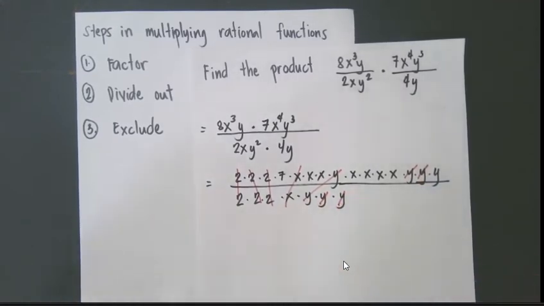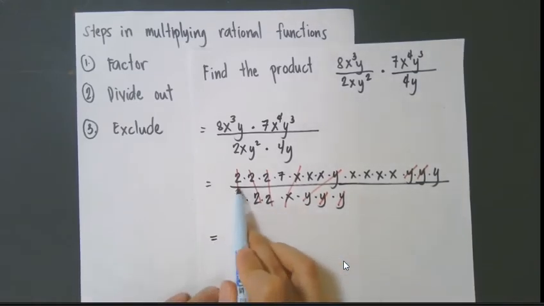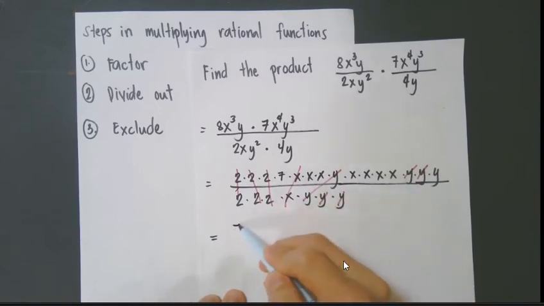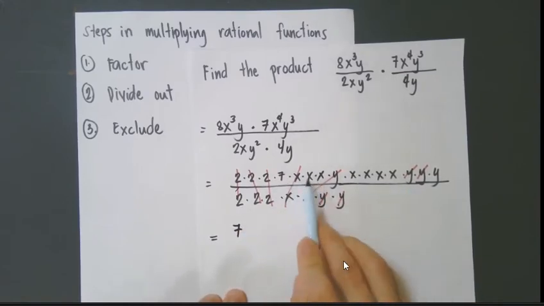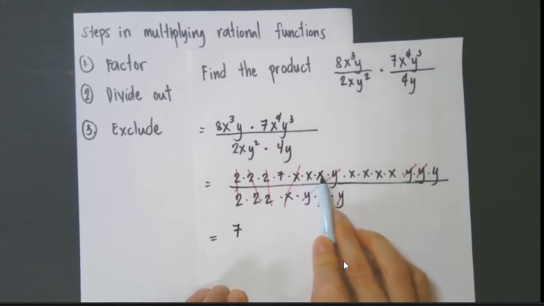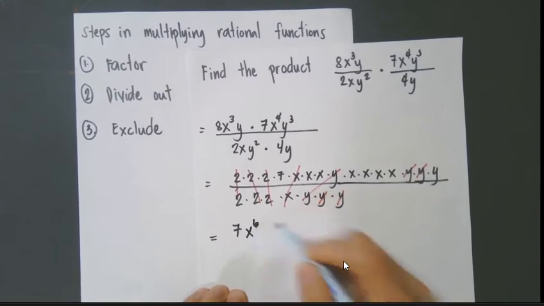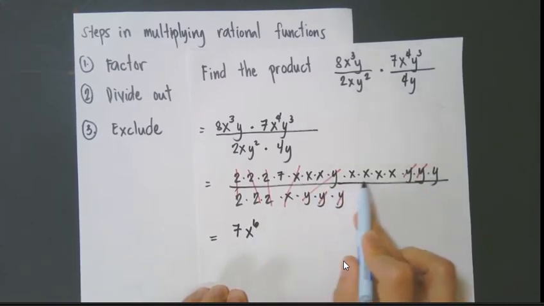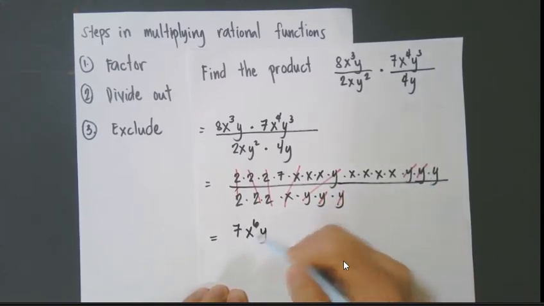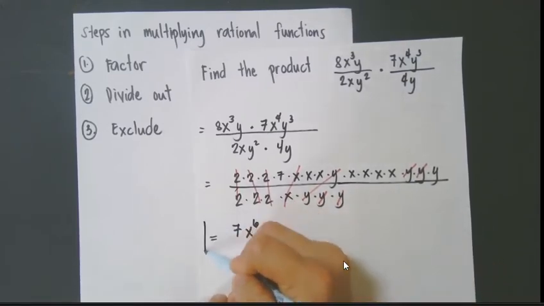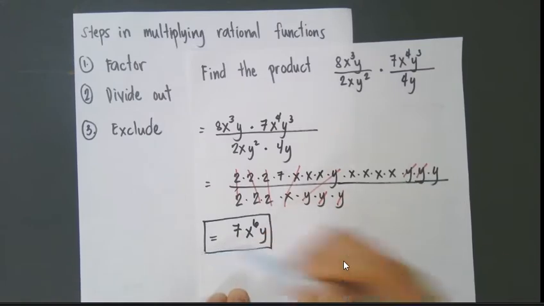Now let's write the simplified form. The simplified form is 7. So we only have one coefficient on top, which is 7. For the letters, x here, we would count our x's: 1, 2, 3, 4, 5, 6. So we have x to the power of 6. Then y, we only have 1. For the denominator, everything is cancelled out. So now that is our simplified form.